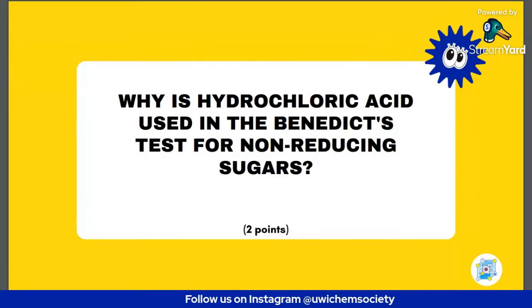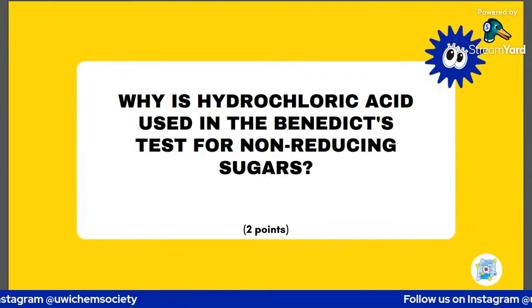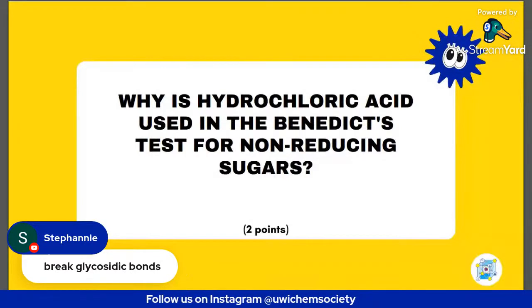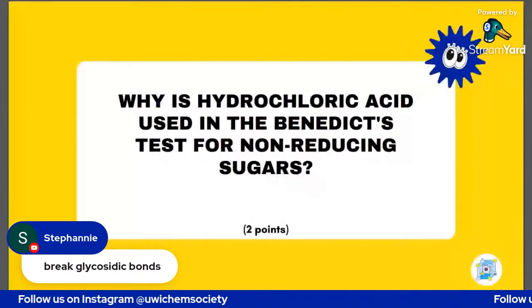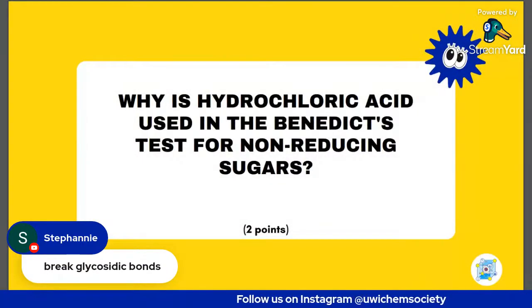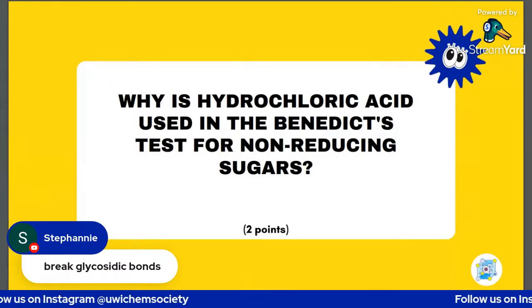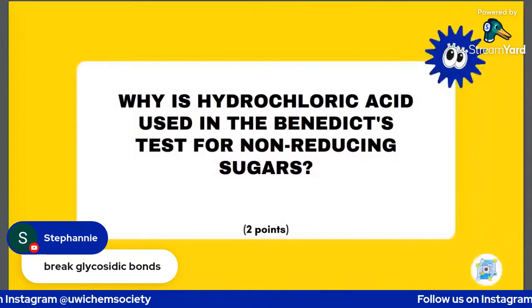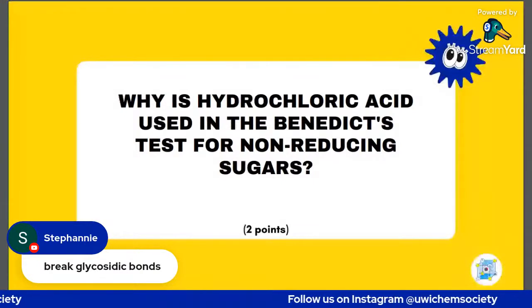All right, I'm seeing an answer from Stephanie that says it breaks the glycosidic bond, and that is the correct answer. We utilize the hydrochloric acid in the Benedict test for non-reducing sugars because the hydrochloric acid is going to break the glycosidic bond of the non-reducing sugar, making it a monosaccharide that can participate in a redox reaction. So Stephanie gets those 2 points. Those were easy 2 points, guys. We're on to the next question.